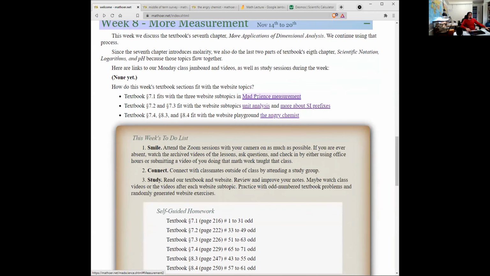7.1 fits with mad science measurement. 7.2 and 3 go back to what we did with unit analysis and scoots for the SI system, for the metric system. And then the other sections go with some stuff about scientific notation and logarithms and pH that I have recently written an essay called The Angry Chemist.